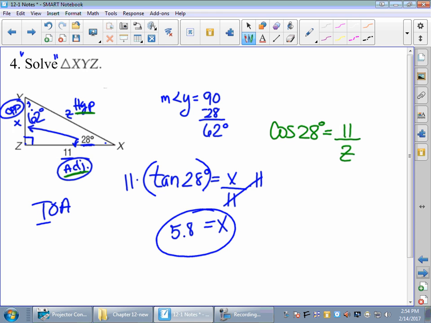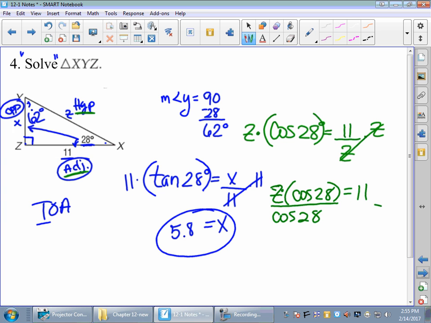When that happens, I got to multiply both sides by z. It cancels here, shows up over here. So now what I have is z times cosine 28 is equal to 11. Cosine 28 is just some awful decimal, so divide both sides by cosine 28. All it does is change the order in which you push the buttons. We are not going to be multiplying 11 and cosine 28. We're going to divide 11 by cosine 28. So 11 divided by cosine 28 is equal to 12.5-ish.